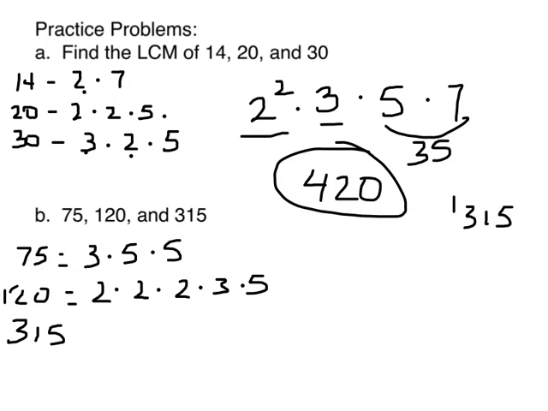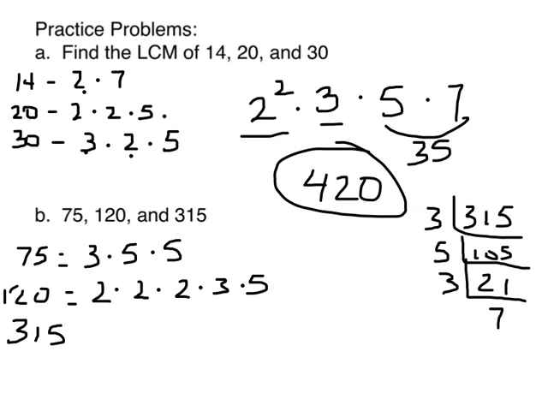So let's see. Let's use 3 here. 105. And here I'm going to use 5 and go 21, 3, and 7. So 315 is 3, 3, 5, 7. Alright, so the different factors, I've got 2, 3, 5, and 7.